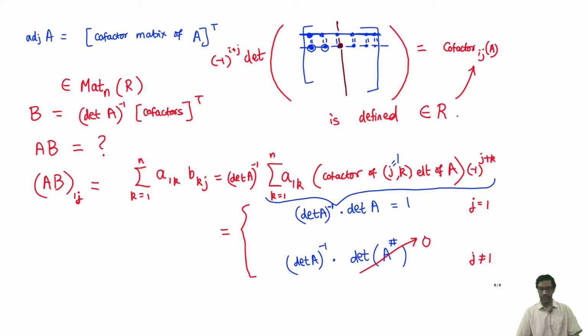Okay. So what does that give us? We have finally proved that this product AB, when I look at its 1, jth element, it is 1 if j is 1 and 0 otherwise. Okay. So you can repeat the same sort of argument, replacing this 1 with any other row i, and then a similar sort of argument works. So what we have really shown is that only when j equals i, you will get 1, and if j is not equal to i, you will get 0.